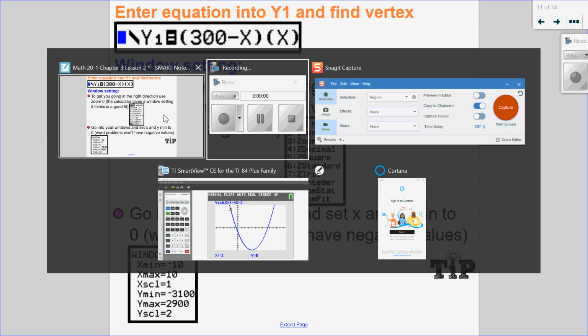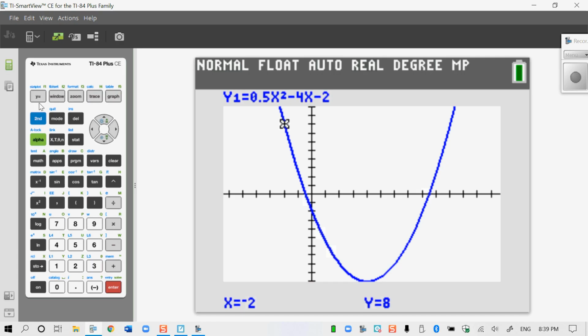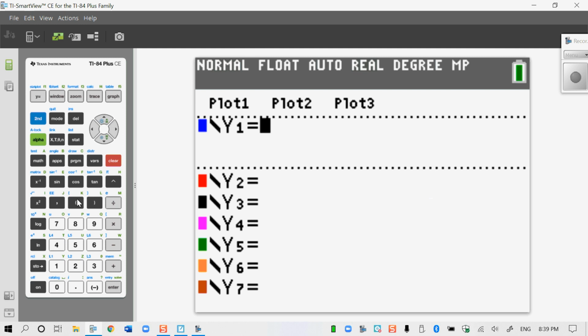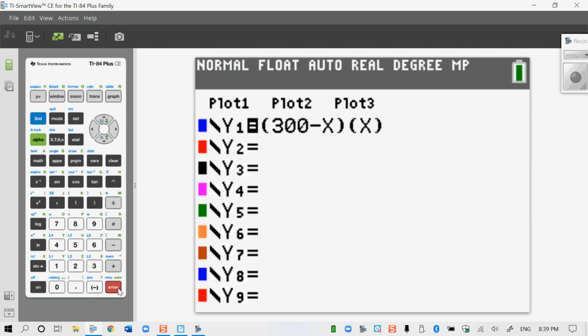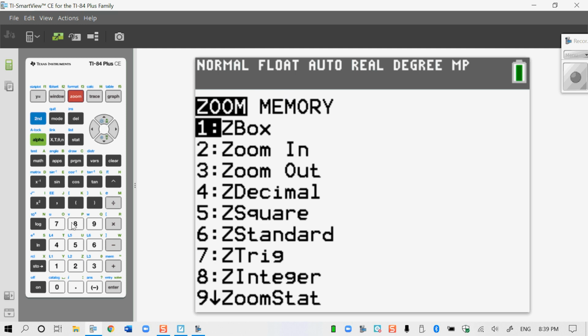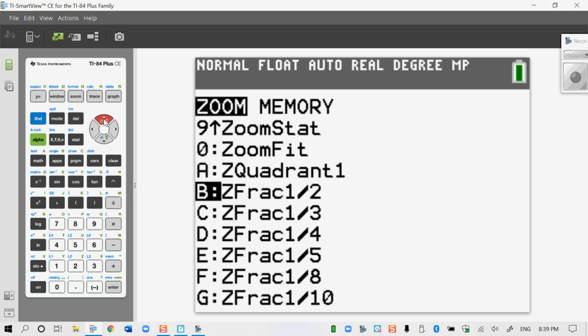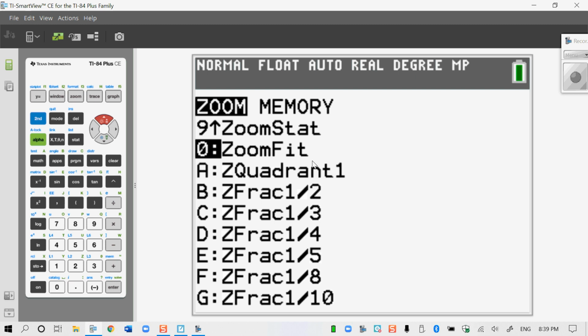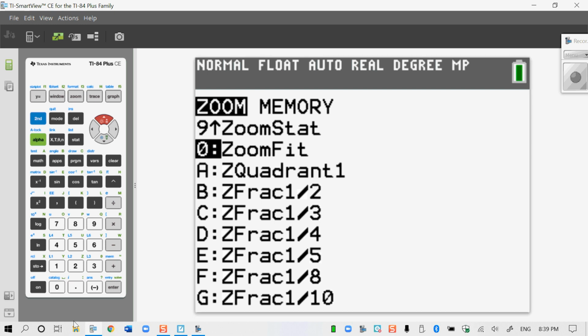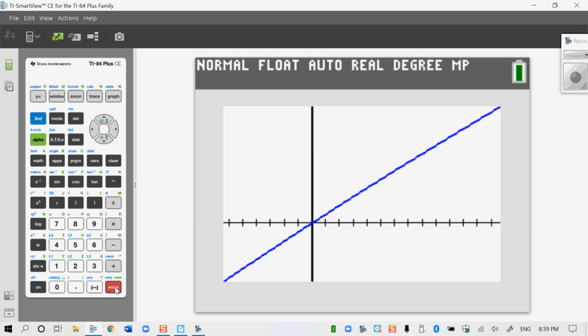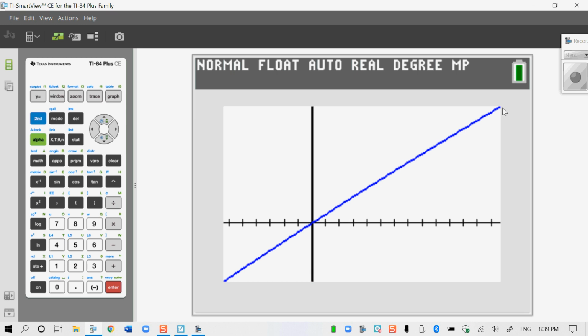So go into y equals, and we're going to put 300 minus x, and then multiply that by our x value. Okay, so because it's a word problem, zoom 6, my standard window setting, probably not going to do it. So what I recommend doing is just do zoom 0 first. Zoom 0, if we go to the bottom here, is zoom fit. The calculator does a window it thinks fits. It's just a starting point though. So if we do zoom 0, okay, it thinks that that's a good window setting.